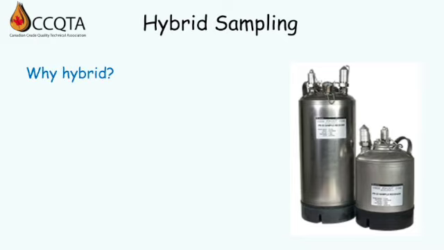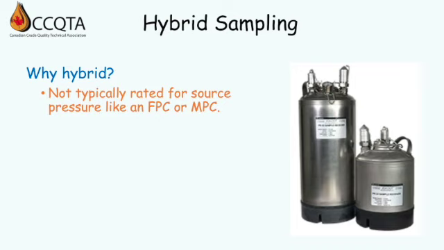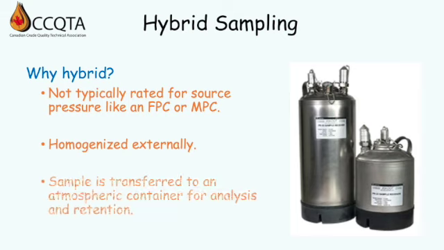There are a few reasons I consider these hybrid. They are sealed containers, but they're not typically rated to contain source pressure like an FPC, MPC, or CVC. Once the sample is ready for testing, it goes through a homogenization step via a static mixer, which would introduce air into the system. Lastly, the homogenized sample is transferred to an atmospheric container for analysis and retention, therefore vapor pressure measurements could be impacted the same as for an atmospheric sample. Now just to note, there are fully sealed incremental samplers that utilize an FPC. These are commonly used for LPG or other high pressure products. However, these would not be considered a hybrid since the FPC is taken directly for analysis.